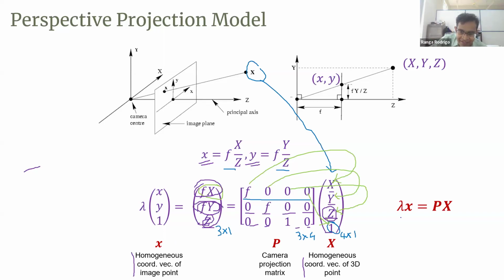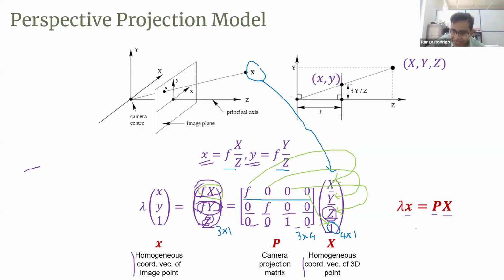You divide by the last coordinate to obtain the Cartesian coordinates. So this is the projection equation. P is the camera matrix. X is a 4 by 1 vector in 3D. Small x is a 3 by 1 vector on the image plane. Although it is a 3 by 1 vector, its x and y we can recover by dividing by the last number.